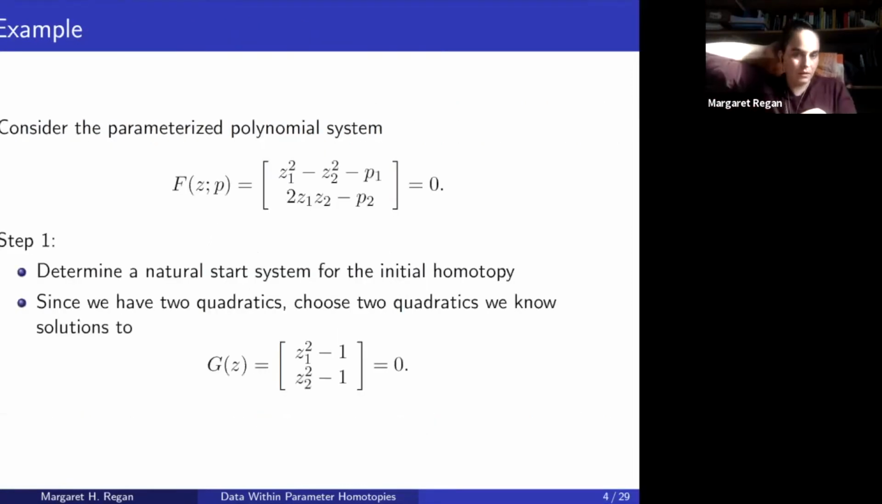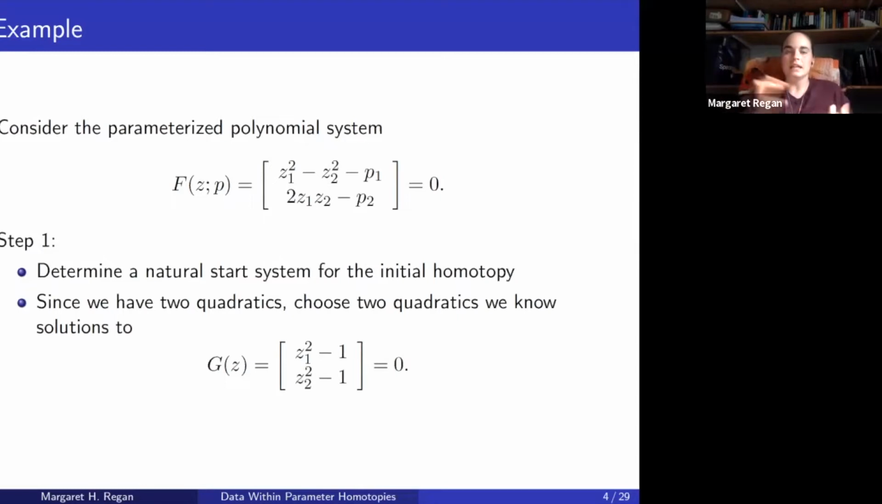So let's look at this with a more straightforward example than talking about this 5-point problem. And let's actually look at what the system looks like. So let's look at this parameterized polynomial system given by f. Our variables are z, which are z1 and z2 here. So we have 2 variables and 2 parameters p, p1 and p2. And so what we want to be able to do is solve this system for any set of parameters p1 and p2.